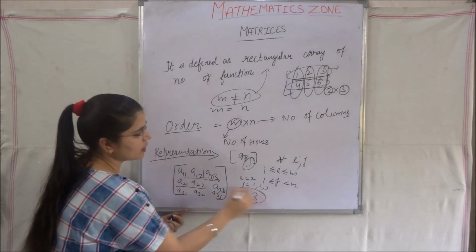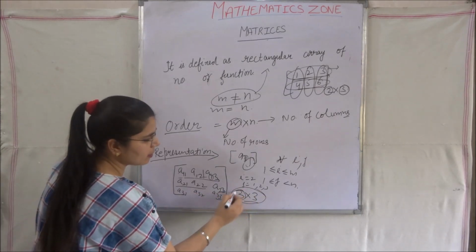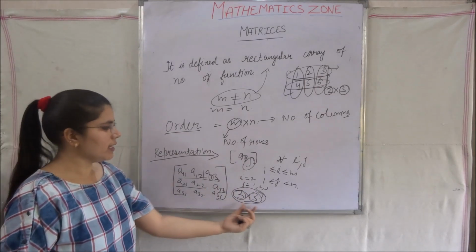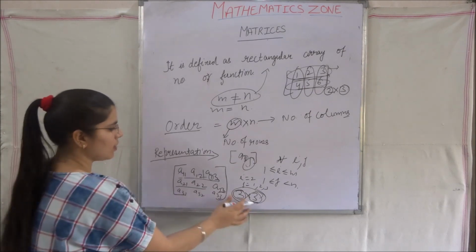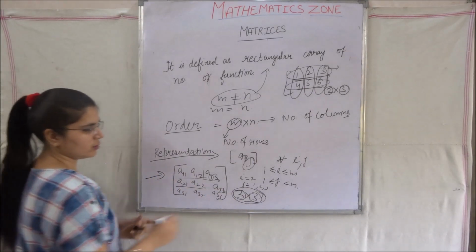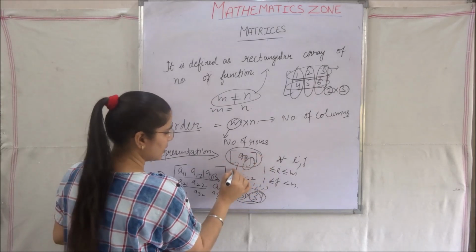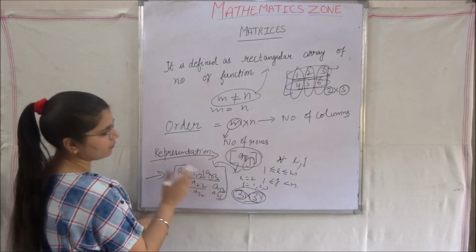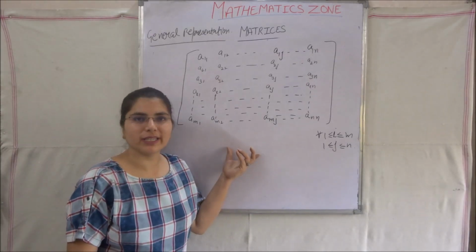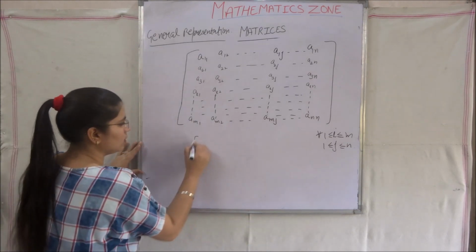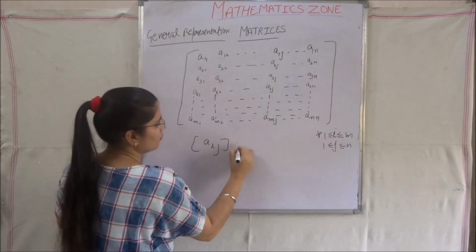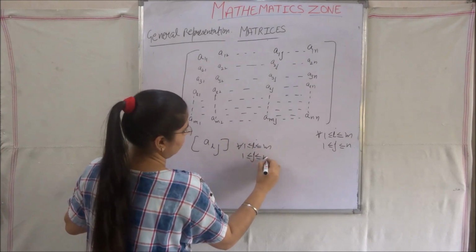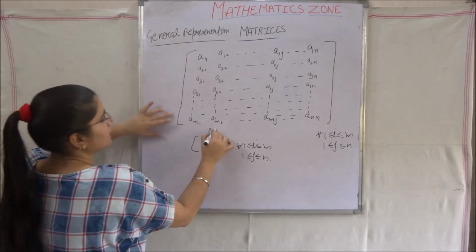Now this is called a square matrix because here the number of rows and the number of columns are equal. That is, rows are 3 and columns are also 3. That's why it is a square matrix. So by this general representation we can find out any rectangular form. Now we will discuss the general representation of the matrix, Aij for all i varying from 1 to m and j varying from 1 to n. So this is also represented as this.